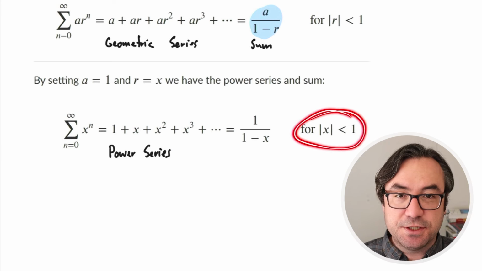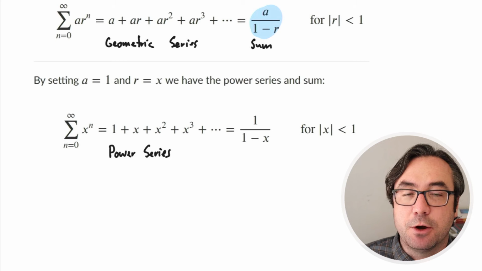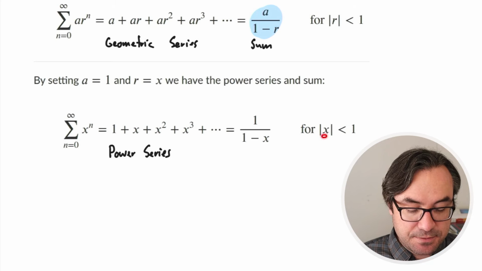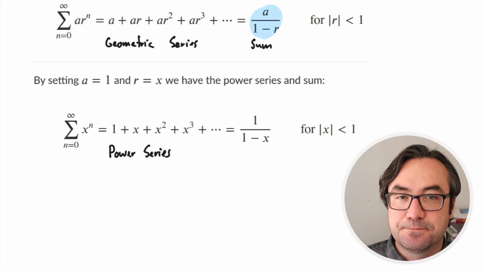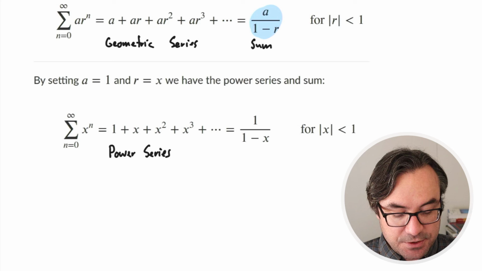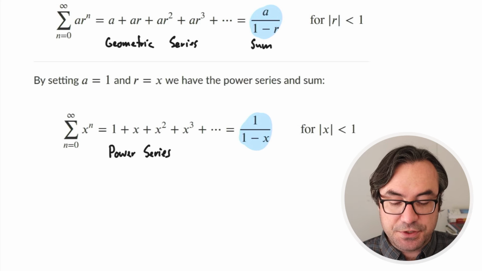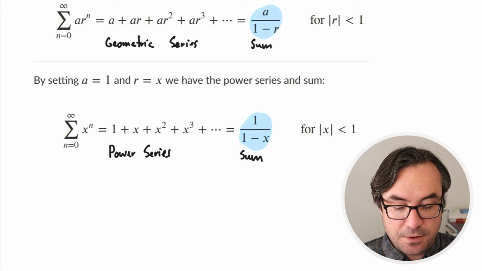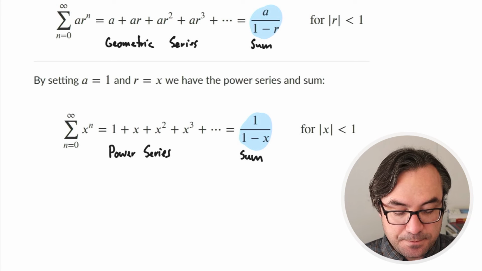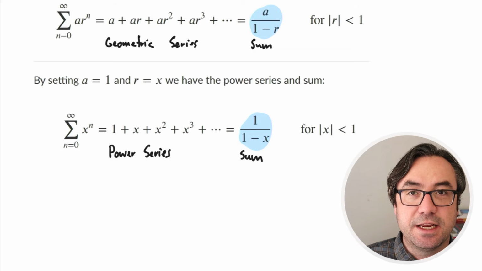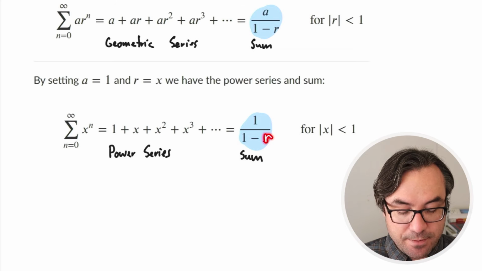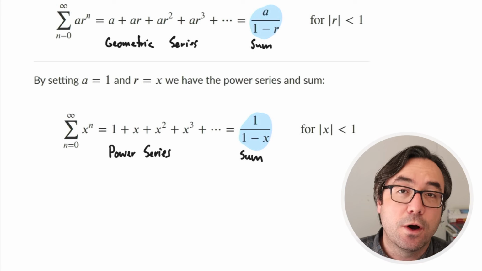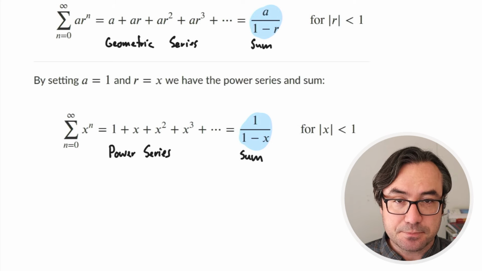And the convergence is still the same though. We need the absolute value of that r value, in this case x, to be less than 1. And when that happens, we can figure out the sum of this series. The a value we said was 1, we're just setting it equal to 1. And normally it's 1 minus r, but in this case we're setting r equal to x, so it's going to be 1 over 1 minus x.